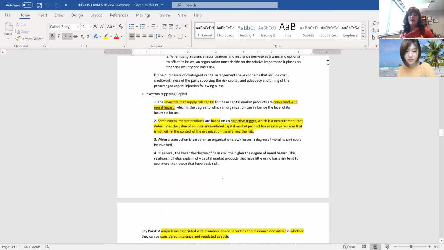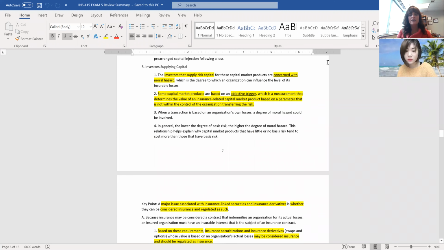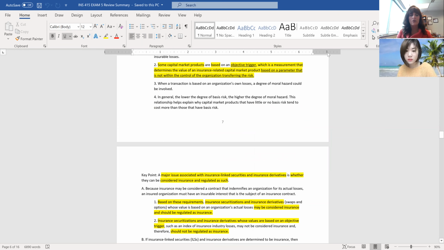So if you are the investor supplying the capital, what concerns would you have? You would be concerned of moral hazard. What if the company that I'm dealing with has set up or created a loss on their own? Well, one thing they can do to counteract that would be to have some kind of objective trigger, which means a parameter that's in place that the organization itself cannot control. That way, they can't skew the outcome, and it's truly based on an independent event that they can't control.